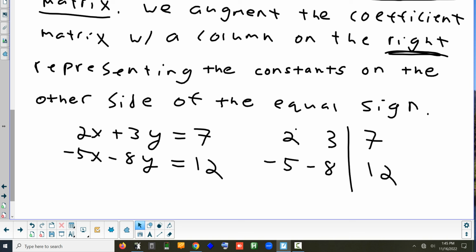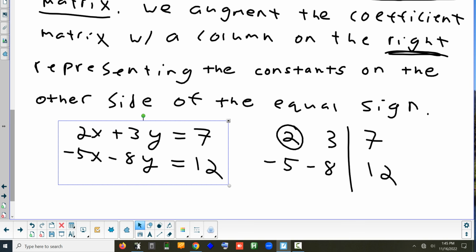Now, unfortunately, this number is not a 1. If you remember yesterday, I said look for the variable that had a 1 in front of it. We really want to have a 1 here. And I'll show you how you get a 1 here if you don't have it. Okay. Any question on how I rewrote that?